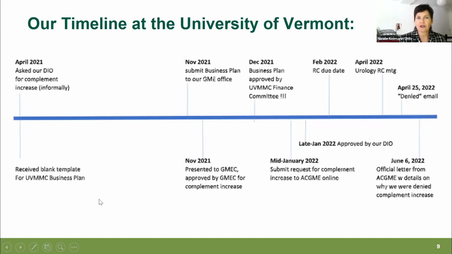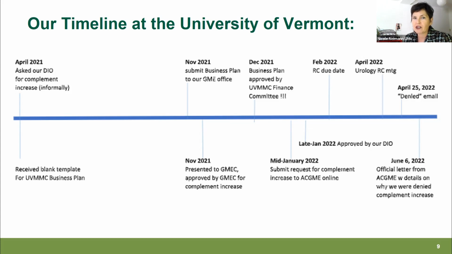Here's our timeline at the University of Vermont. You can see at the very beginning, we started this process in April of 2021. We asked our DIO for a complement increase. We had already been talking about it with her for months, and we already knew that she was like, yeah, you guys should go for this. This is very appropriate. We have lots of reasons why you should be approved. So we asked her in April 2021. They gave us the blank template for the UVM Medical Center business plan. It took us several months to complete. We finally completed it in November of that year.